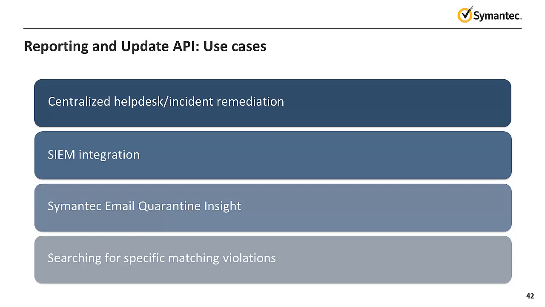The integration between SMG and DLP leverages the Incident Reporting and Update API to create closed-loop remediation. DLP and SMG incidents can be managed and resolved in any console. Lastly, searching for specific matching violations. The API allows access to the information that triggers incidents or matches. For instance, organizations can seek specific credit card numbers or other identifiers that are suspected to be stolen.